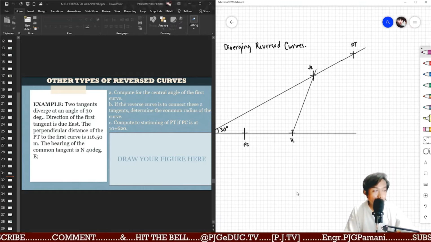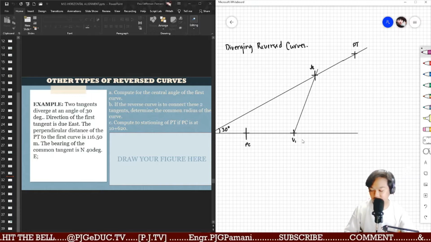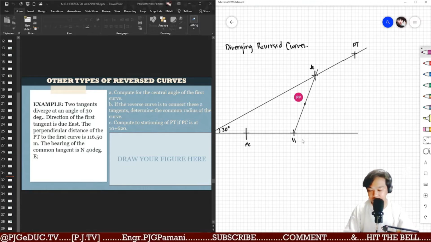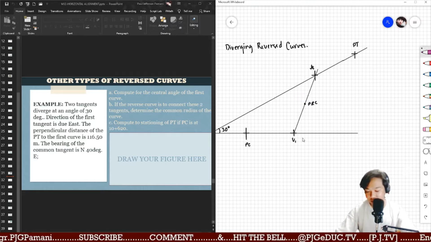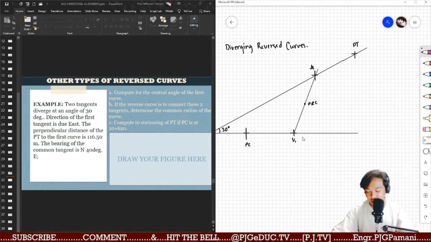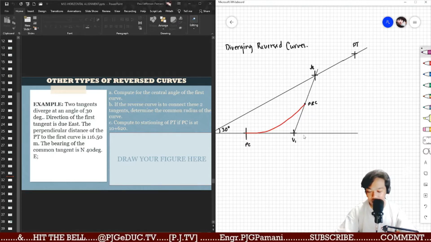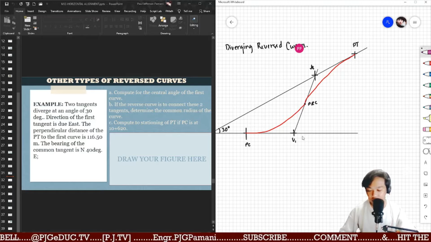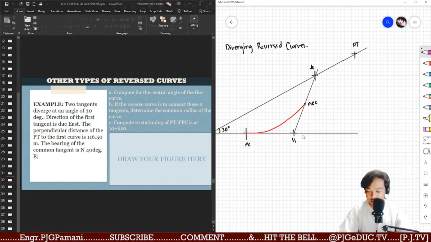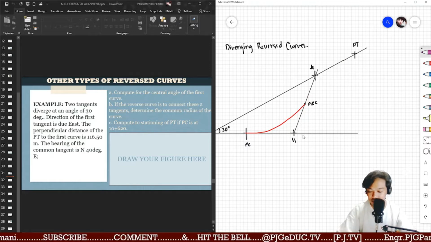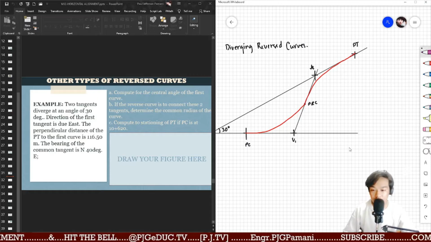Tapos, anong gagawin natin next is for us to plot our curve. Let's try to identify first our point of reverse curve. That is your PRC. Then the curve here, and another. So yan na ngayon yung ating reverse curve.